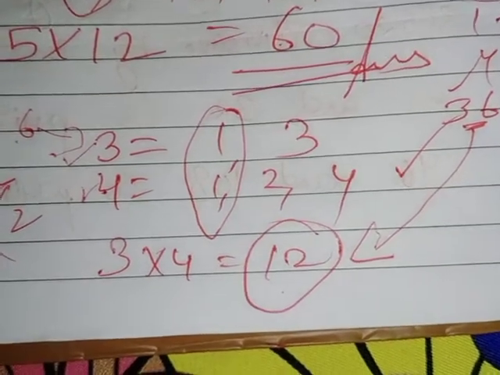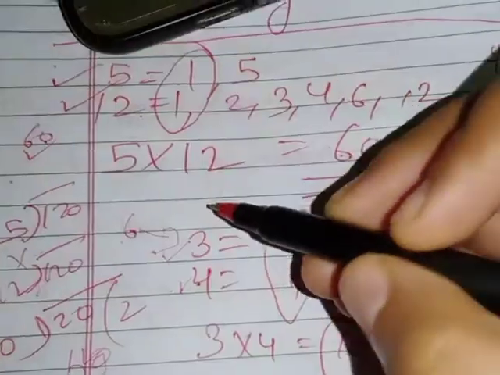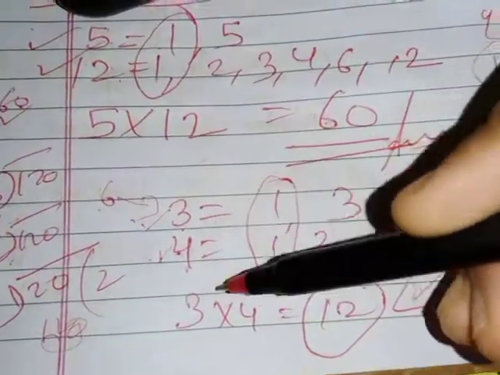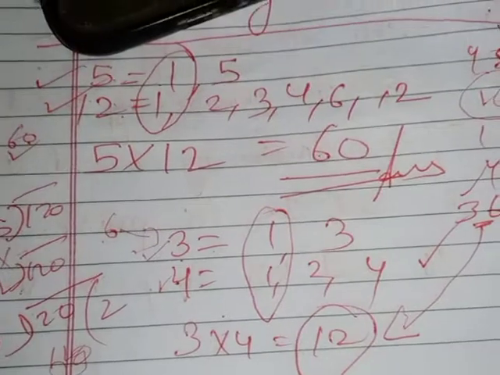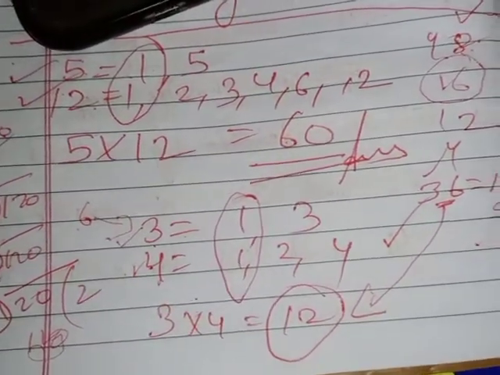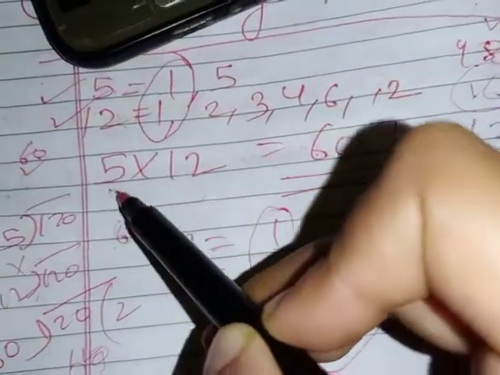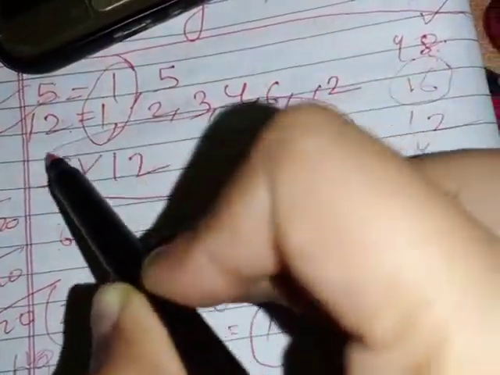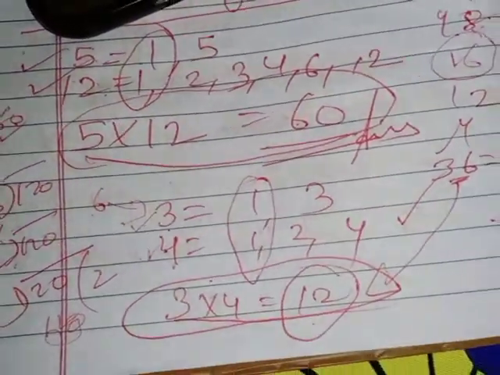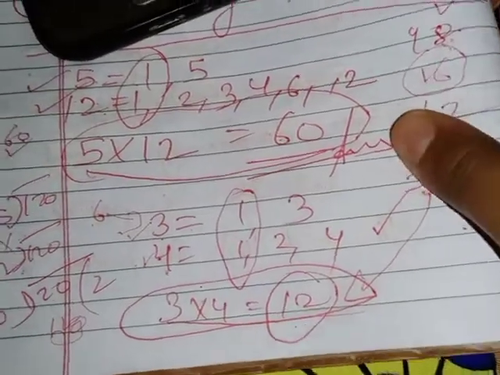So any number, if it is divisible by any two given numbers like 5 and 12, or 3 and 4, and the given numbers are co-prime, then that number will be divisible by their product. This is all I want to say. The number will be divisible by their product. Please keep this thing in mind. Any other numbers also you can try with.